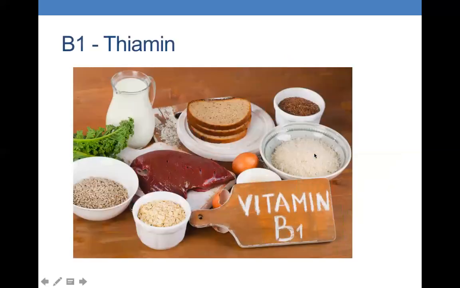So we're going to get into the vitamins. We have to start at number 1. B1 is thiamine, and this is the first discovered B vitamin. It helps release energy from carbohydrates. It has a coenzyme form, thiamine pyrophosphate, and it can be very easily destroyed by heat or alkaline conditions.